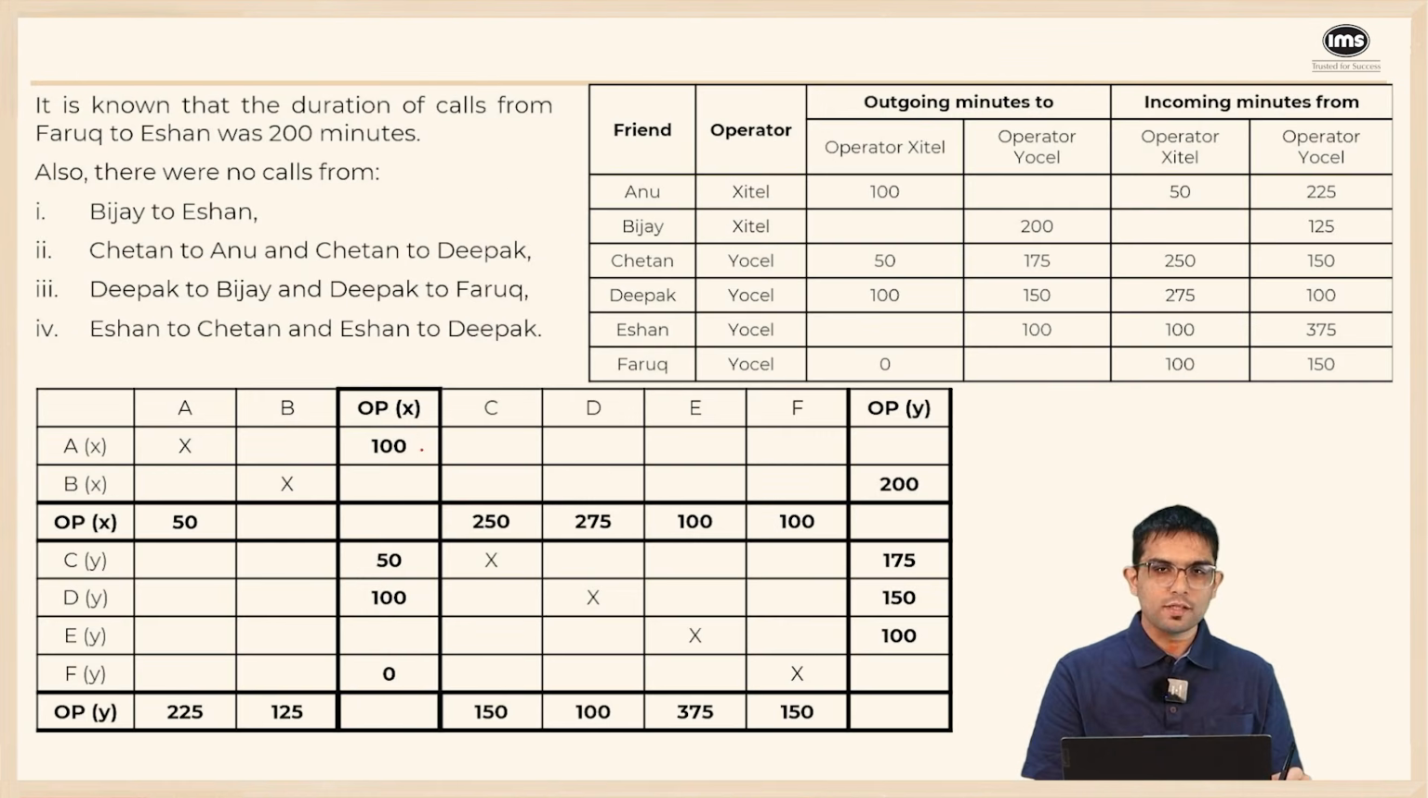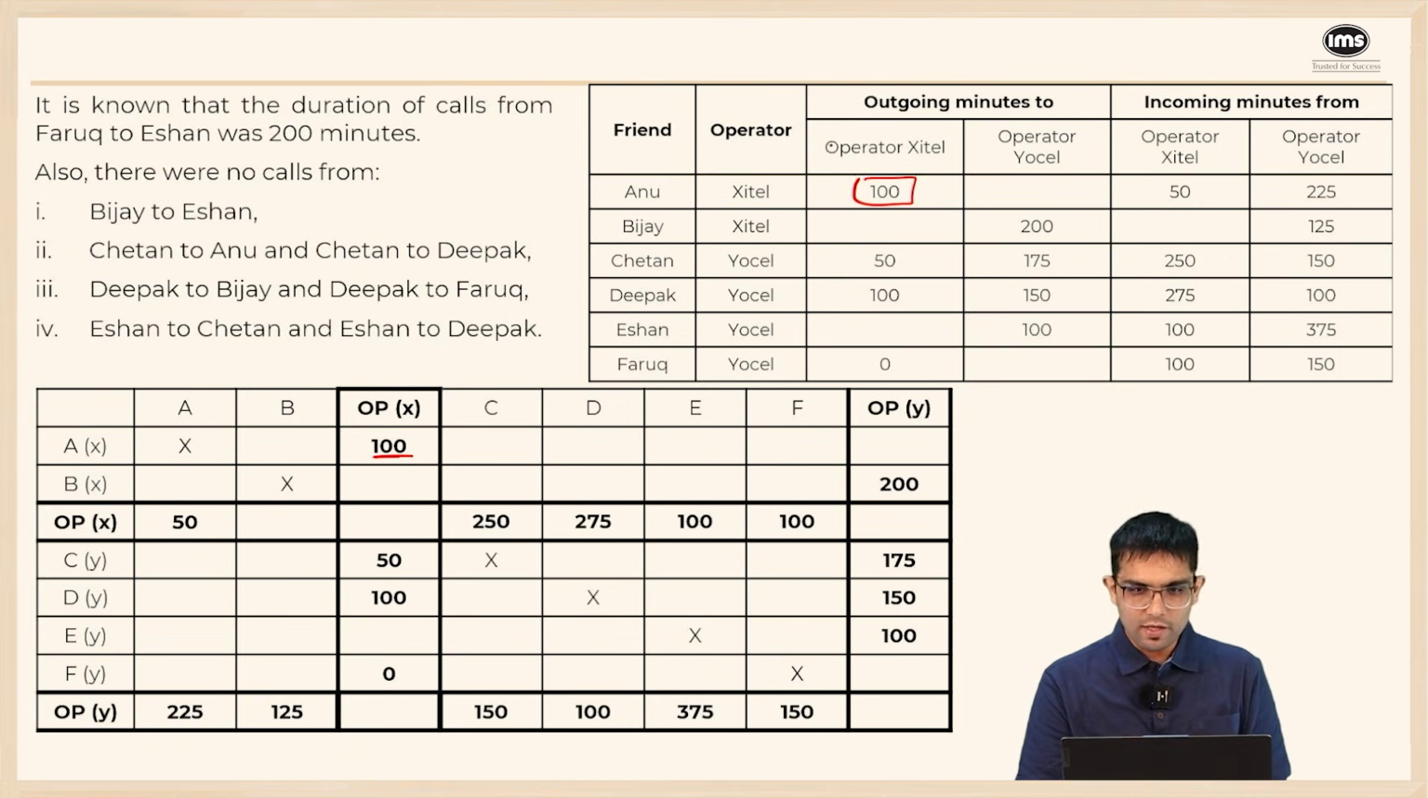If we try to solve this set, it says A's total outgoing call was 100 minutes to the operator X. So if you can understand, A and B are the only ones having operator X. So A's outgoing to operator X was 100 minutes. So this and this are absolutely the same. So what I have done is I have incorporated this entire table into this. For example, A's incoming from X is 50. So this is 50. Similarly, C's incoming is 250 from operator X. So this is 250, and C's incoming is 150 from operator Y. So the entire total is 150. So I've written this entire table in this.